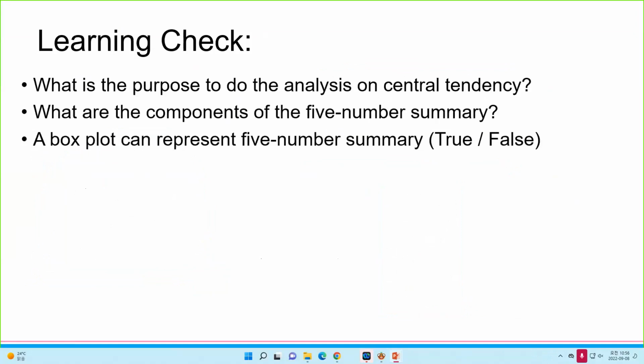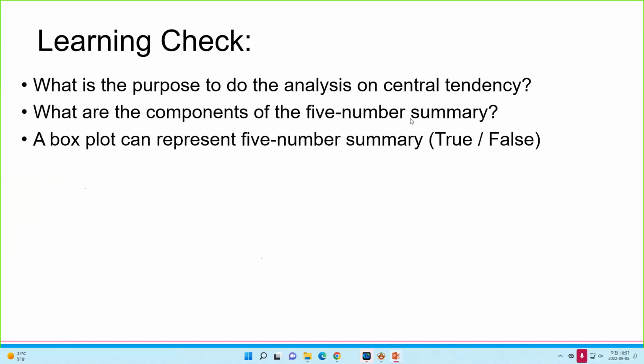Okay, so what is the purpose of doing the analysis on central tendency? We want to check the distribution of the data. We want to check the dispersion of the data. We want to get the mean, median, and the mode to see how the data is represented.